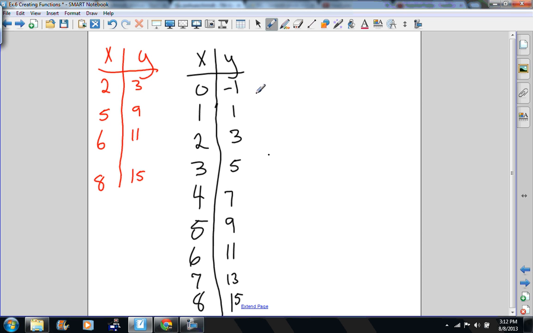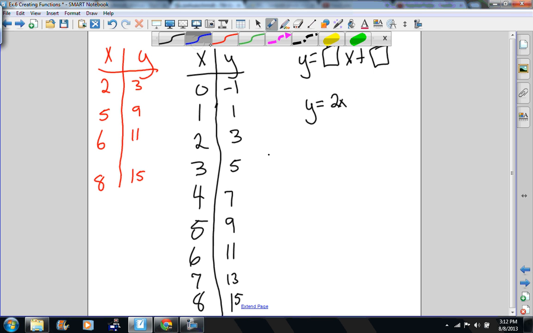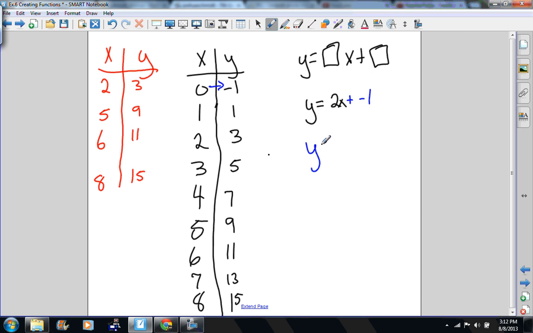Now our pattern was we went up by 2 each time. So in our equation, box times x plus another box, this box has to be a +2. And our starting value is right here, but we want across from it, which is -1. So we could do plus -1 or y equals 2x minus 1.